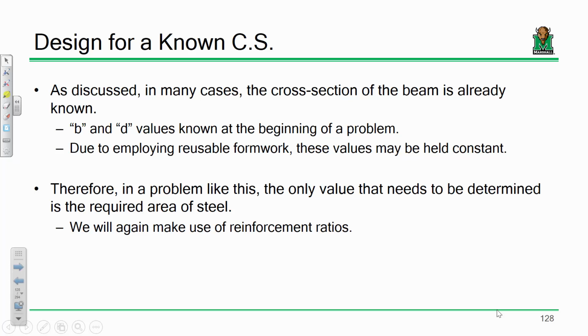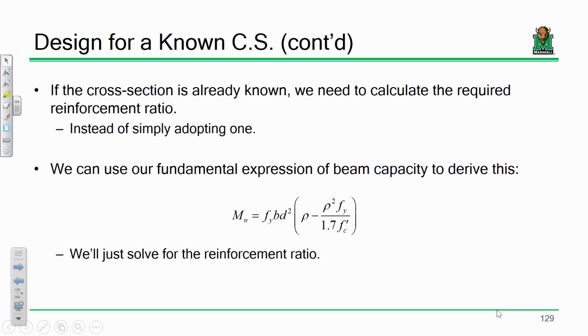In other words, I need to solve for the reinforcement ratio. So what do I mean by that? What do I mean by solving for the reinforcement ratio? Well, I'm going back to this equation. This is the equation that we just looked at. This is the nominal moment capacity equals a pile of junk.